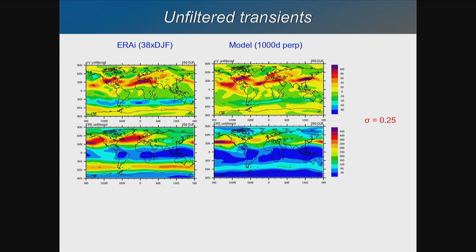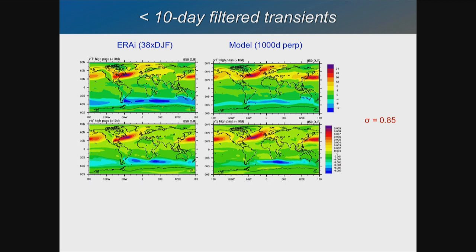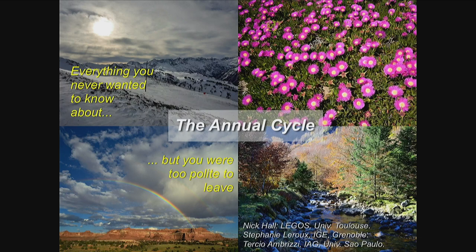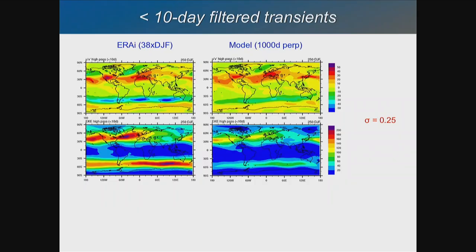And for the filtered transients, so this is less than 10-day filtered, some very nice storm tracks. For the temperature flux, still a bit weak in the southern hemisphere. For the humidity flux, very nice. And momentum flux and eddy kinetic energy, right? So we have a GCM which we can use for all sorts of things. And biases, sorry, do they tell you something?